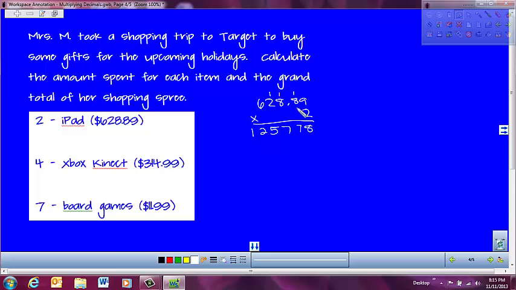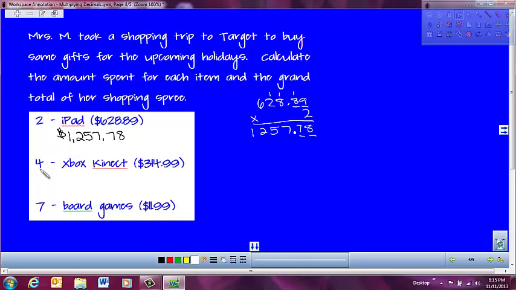And then my decimal point will have to go in 2 digits. So I get a total for the iPads of $1,257.78. Okay, let's do the Xbox Connect.